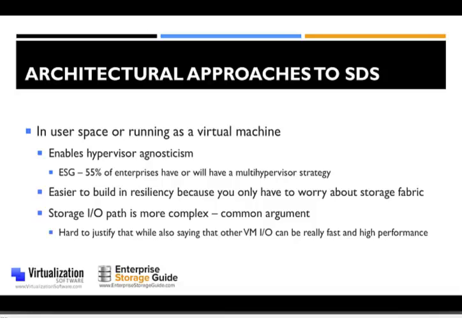Now, as I mentioned before, people complain that the storage I/O path in this approach is more complex because you have to go through that controller VM for everything. But again, it's hard to justify that while also saying that other VM I/O can be really fast and high performance. So I don't really buy that argument personally. It's something I think people would need to test, and if you really need top-notch performance, do a test between vSAN and another SDS approach.